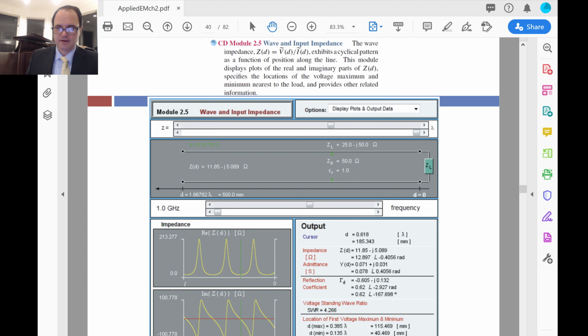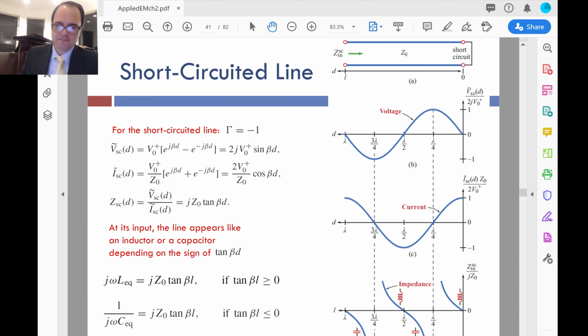And so we're going to go over 4 special lines: short-circuited, open-circuited, half wavelength, and quarter wavelength lines. All are important for different reasons.